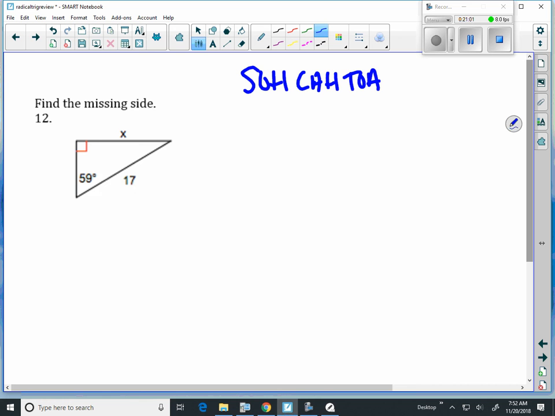So look at your angle. Here's our angle, 59 degrees. Look at x. How does x relate to that angle? Is it the hypotenuse? Is it opposite? Is it adjacent? X is opposite. It's straight across from the angle. What's the 17? Hypotenuse, because it's across from that 90-degree angle.